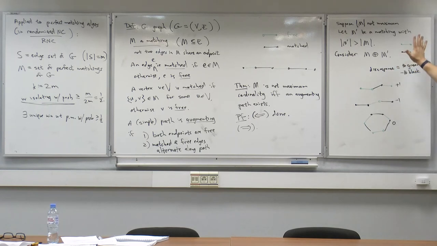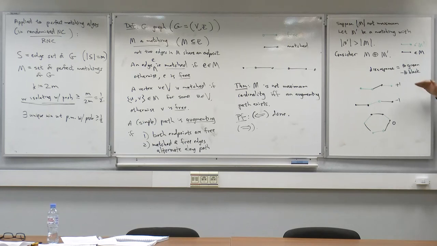If you throw away all the edges except the ones that are in the symmetric difference of these two, then you just get paths and cycles. So you don't have any vertex of degree bigger than 2 at that point. And they're all alternating. So you can't have the same color twice in a row on a path, and it's not a matching.